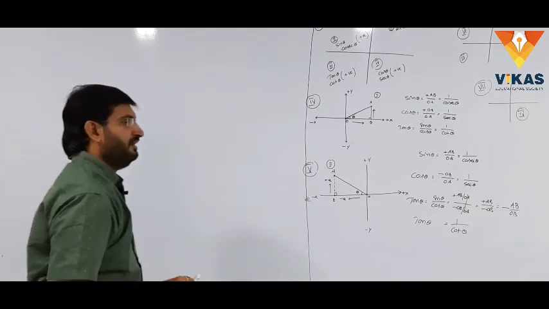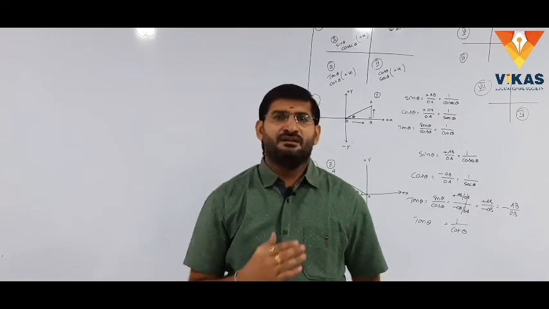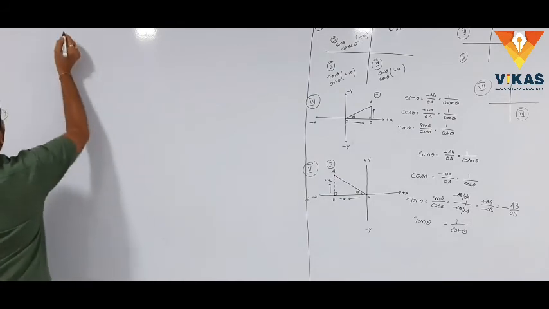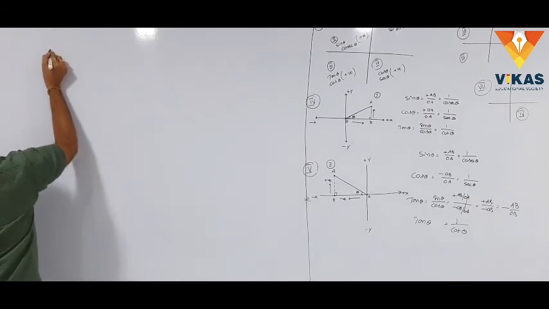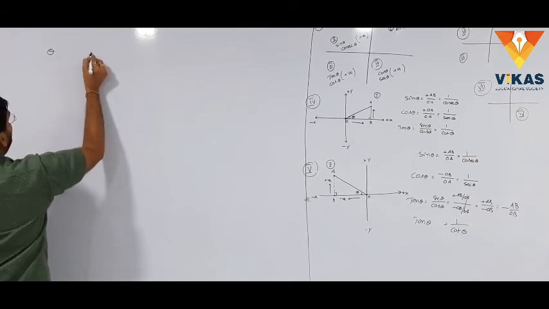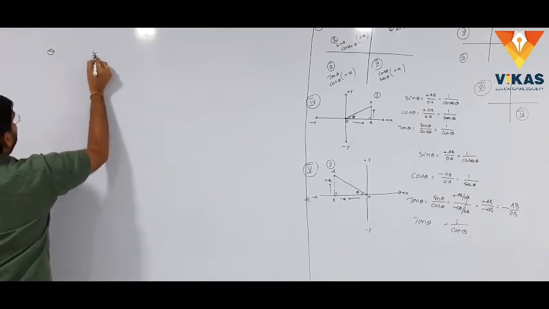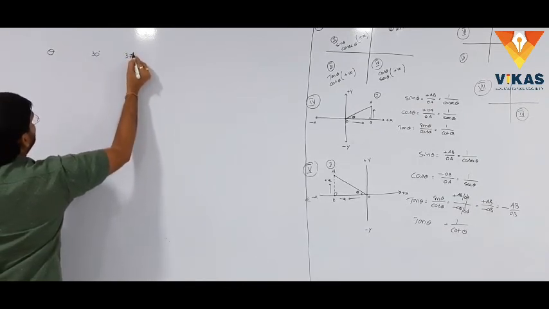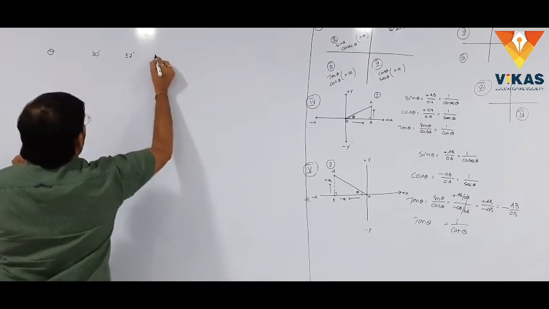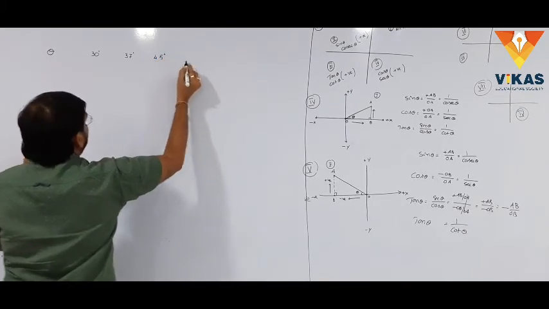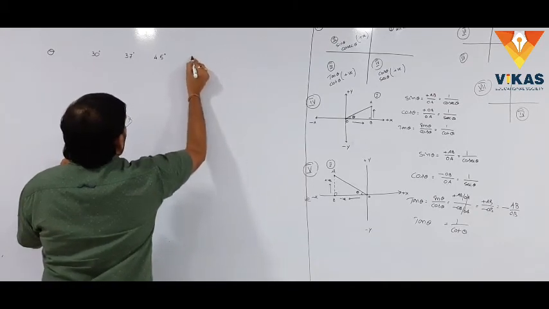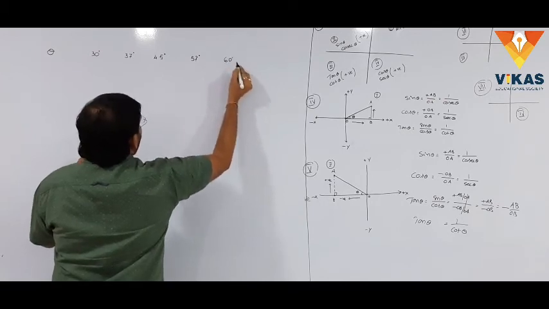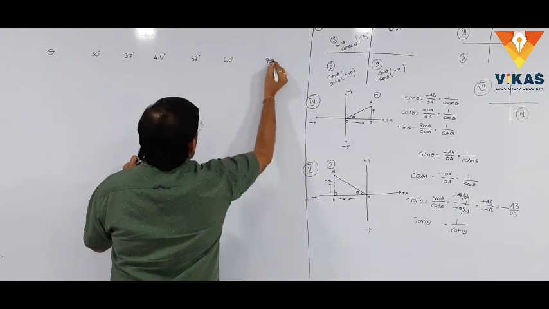Dear student, how to easily remember the trigonometric values. A small table is there. Here theta: 0°, 30°, 37°, 45°, 53°, 60°, and 90°.